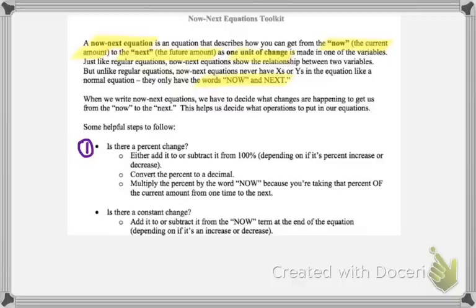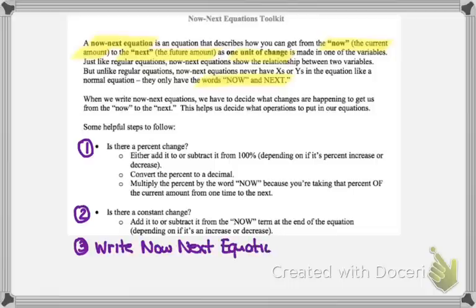That would be multiplying that percent by the current population or the current amount to take you from one time to the next. The second thing we look for is whether there's a constant change. If there's a constant change, meaning the same amount every time, every year, every day, every minute, whatever our units are, then we add or subtract it depending on what that change is. And then the last step here that I didn't really write because it's just kind of the final answer is to write your now-next equation. And you'll see how to do that in our examples as we go through.